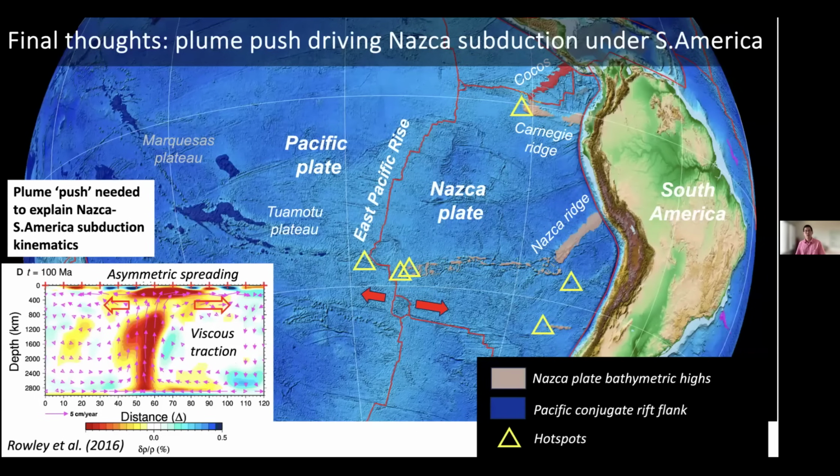And so if we go back to our example from the East Pacific rise, what we've just reconstructed is a conjugate system of two plume-related materials on an oceanic plate above a probable plume. And in the East Pacific rise, this is an area where we do see asymmetric spreading. And this plume actually adds viscous traction to help with this asymmetric spreading.